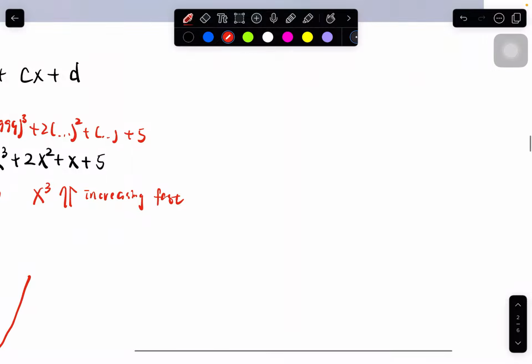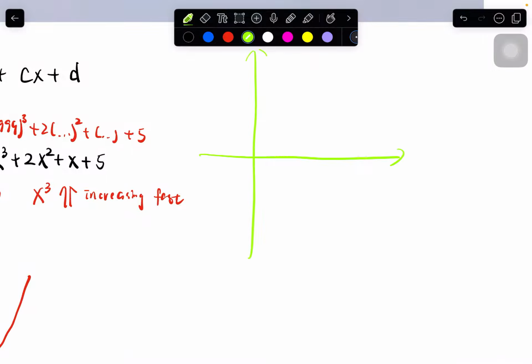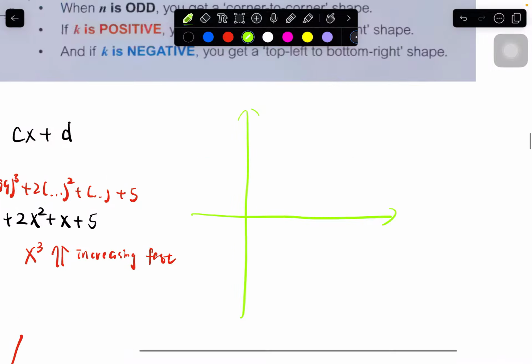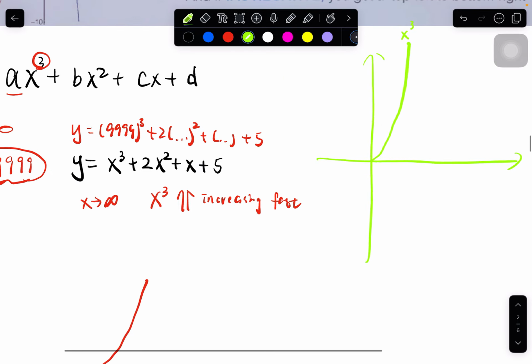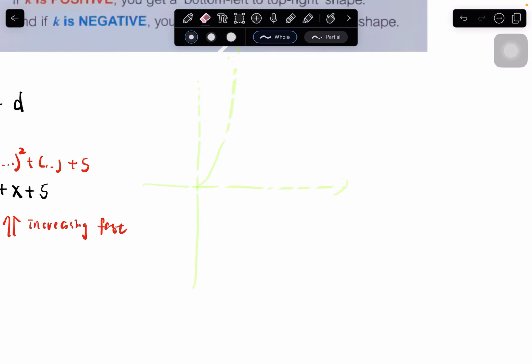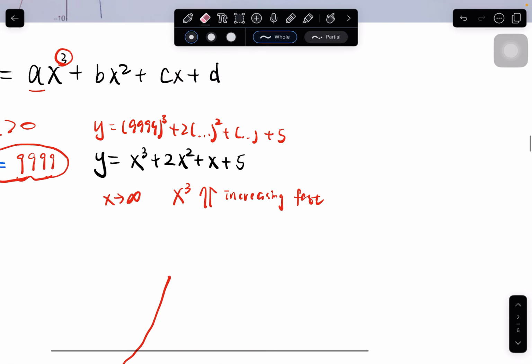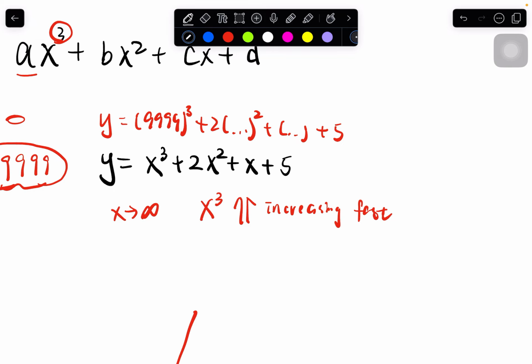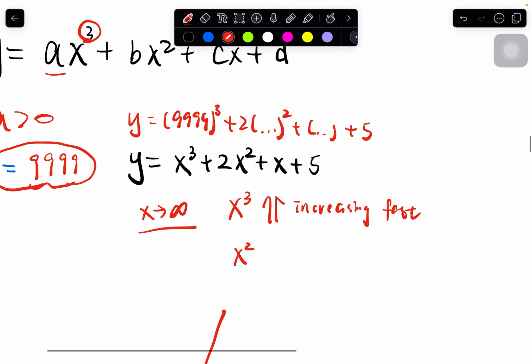Just to give you an example about how the function behaves, this is x cubed, it increases very, very fast. It's much faster than x to the power of 2, or x squared. So when x is a very, very big number, this term is going to lead the behavior of the function.